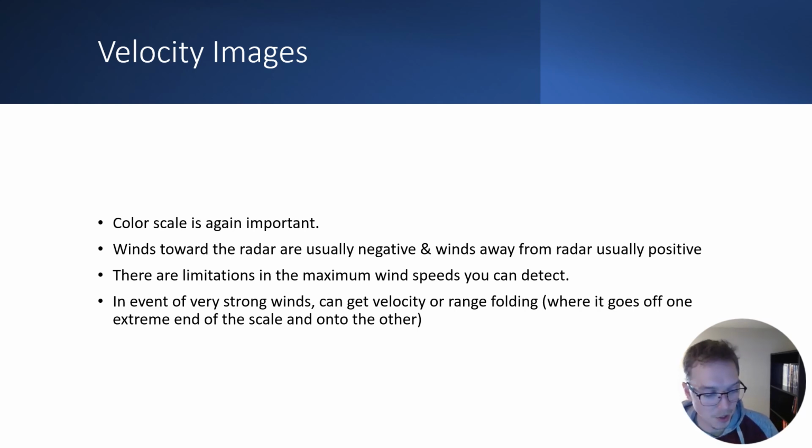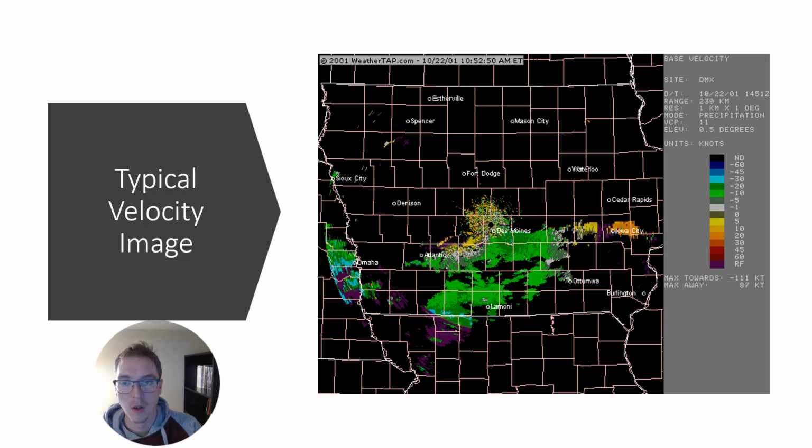For velocity images, again, color scale is important. Winds towards the radar are usually negative. Wind away from the radar is usually positive. There are limitations, however, to the maximum wind speeds that you can detect. In the event of very strong winds, you can get velocity or range folding, where it basically goes off one extreme end of the scale and onto the other. So the high then becomes an extreme low. So here's a typical velocity image. You can see speed here in knots.